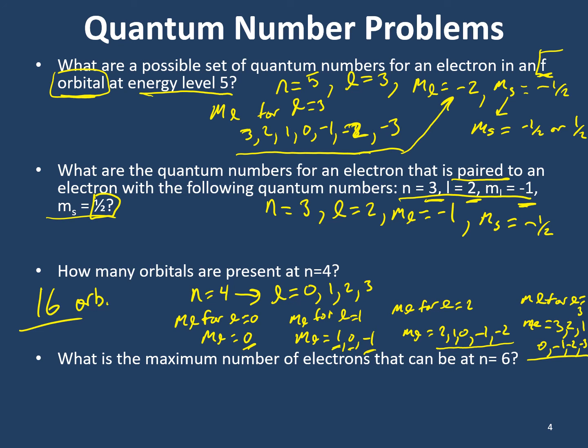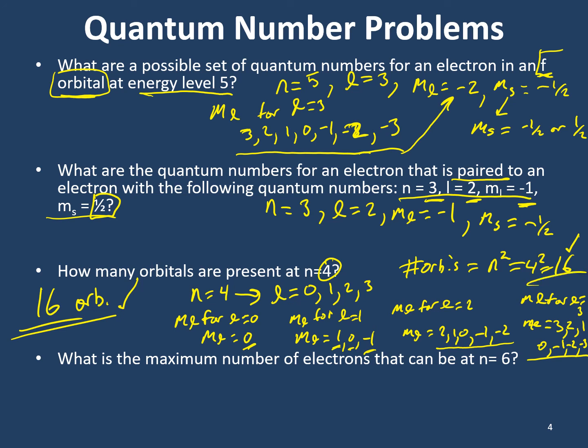Now, if we wanted to do this a slightly less arduous way, there is an equation for this. Number of orbitals is equal to n squared. So notice that our n value is 4. What's 4 squared? That's 16. Hey, that's what we got over here. This is the theoretical reasoning why this equation works.